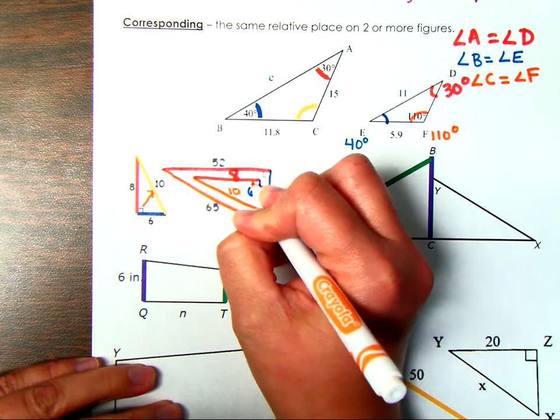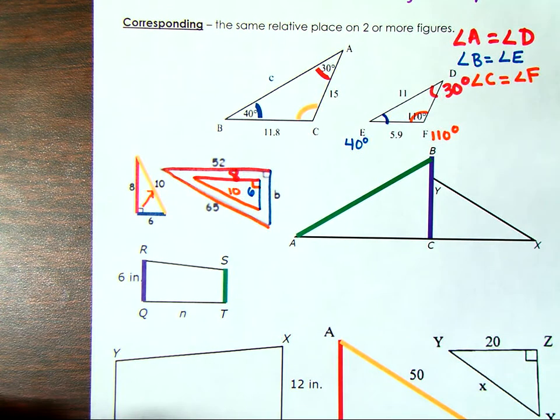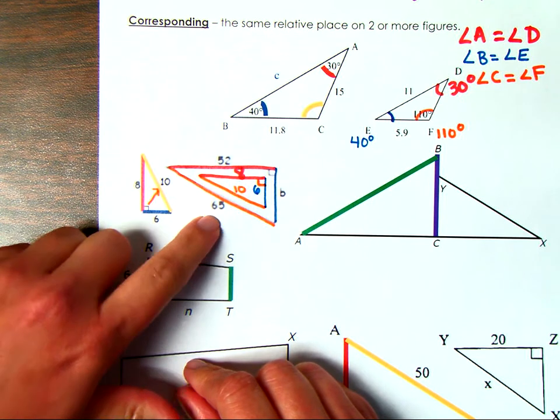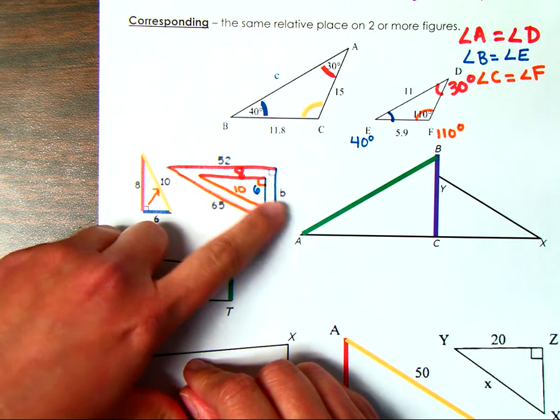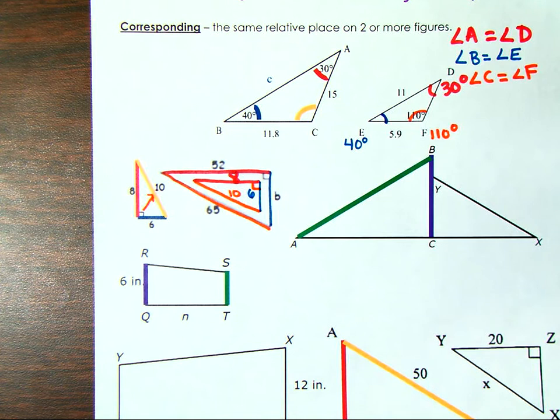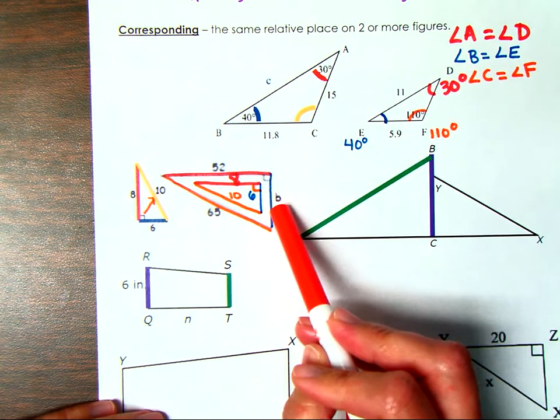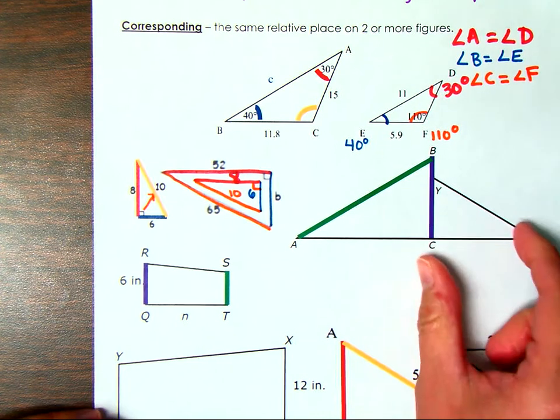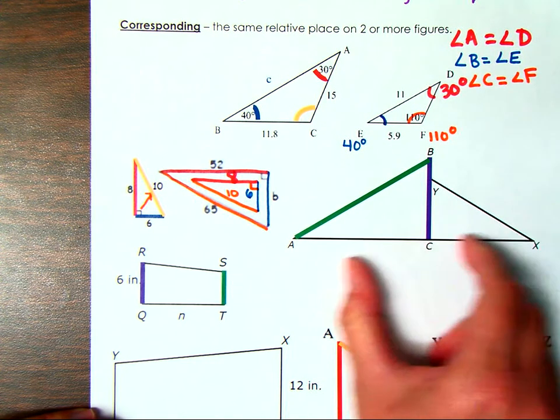So we have our right angle right there, okay? So all we're going to do right now is just identify their corresponding sides. So 8 corresponds with 52, 10 corresponds with 65, and 6 corresponds with B. In our lessons later on, we're actually going to set up proportions and solve for that missing length, okay? So here again, here's the smaller triangle to this larger triangle.